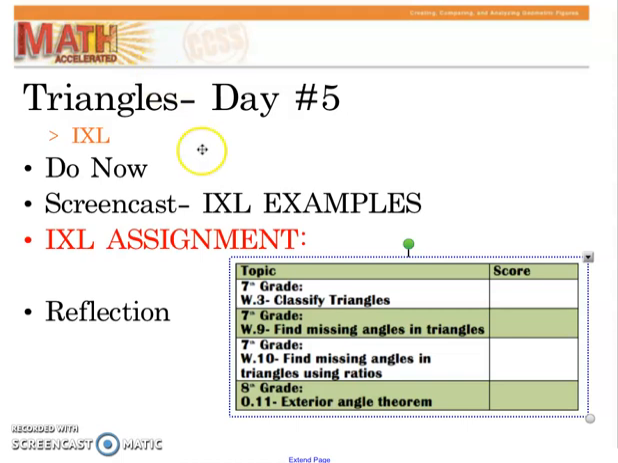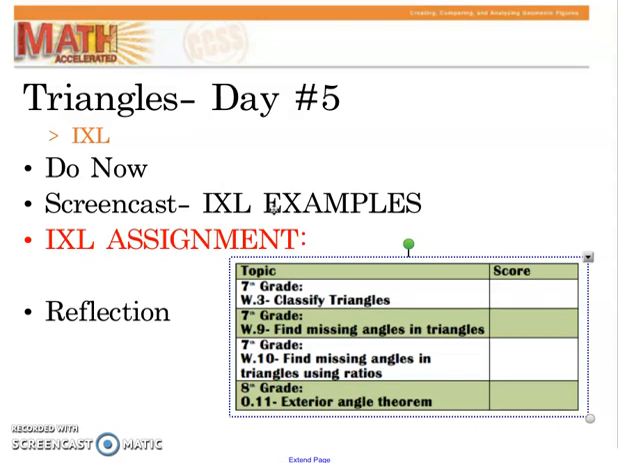So today we're on triangles day 5 and we're going to begin our IXL assignments. Today will be one of the next few days that you'll be doing IXL. IXL is going to count as a major assignment grade, so I'll explain that in a minute. But today's assignment is IXL.